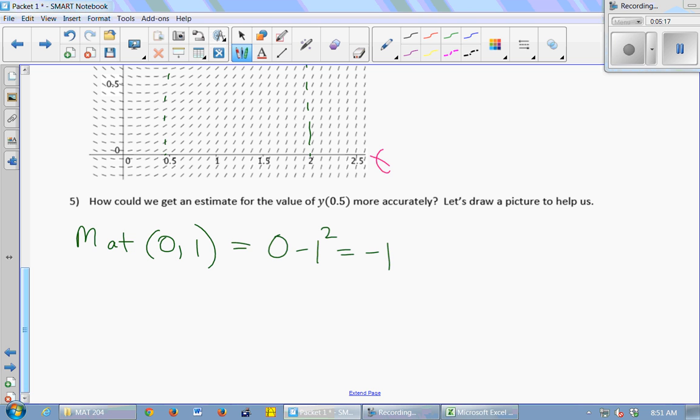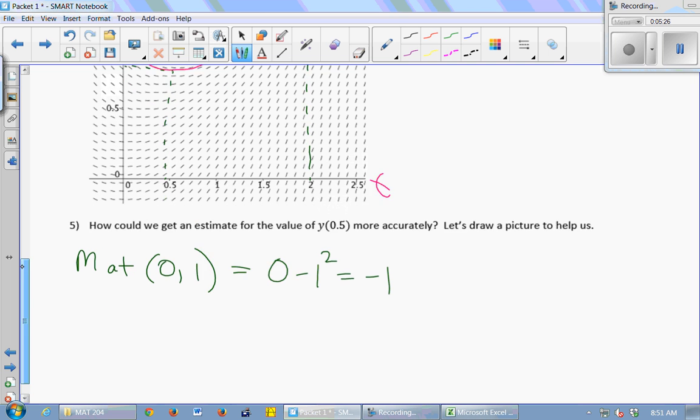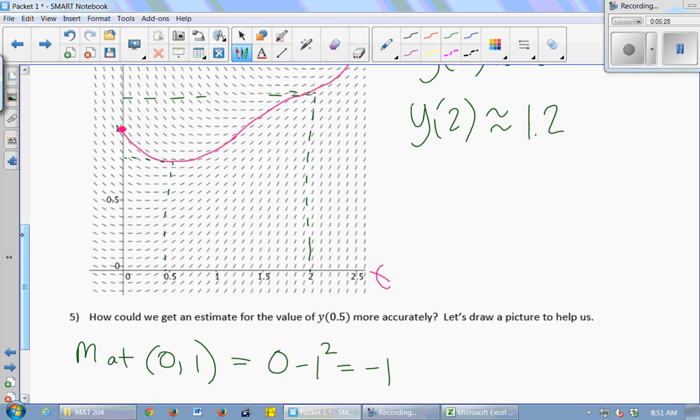So when I'm near the point 0, 1, I can use a line that has a slope of -1 to approximate the curve. Right, my tangent line is going to have slope of -1. So if I draw a line right here that has a slope of -1, that was terrible. Slope of -1 would look like something like that. Okay, so there's my tangent line to the curve.